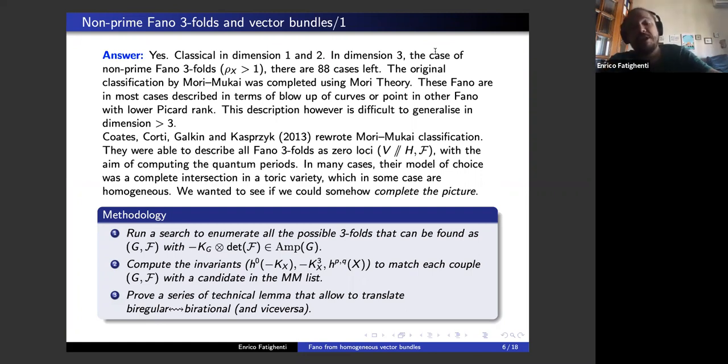And you want to match each couple (G, F) that you find in step 1 with a candidate in the Mori-Mukai list. And this is kind of automatic.